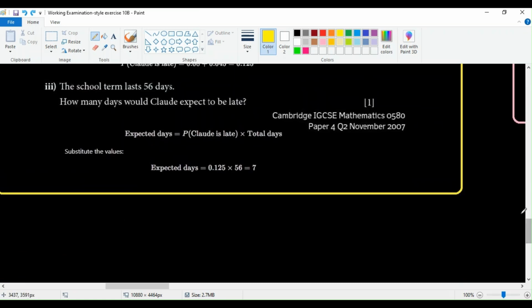When it comes to the third part, the school term lasts 56 days. How many days would Claude expect to be late? That means expected days is equal to 0.125 times the number of total days, which is 56. That means 7 is going to be the answer for this part of the question.